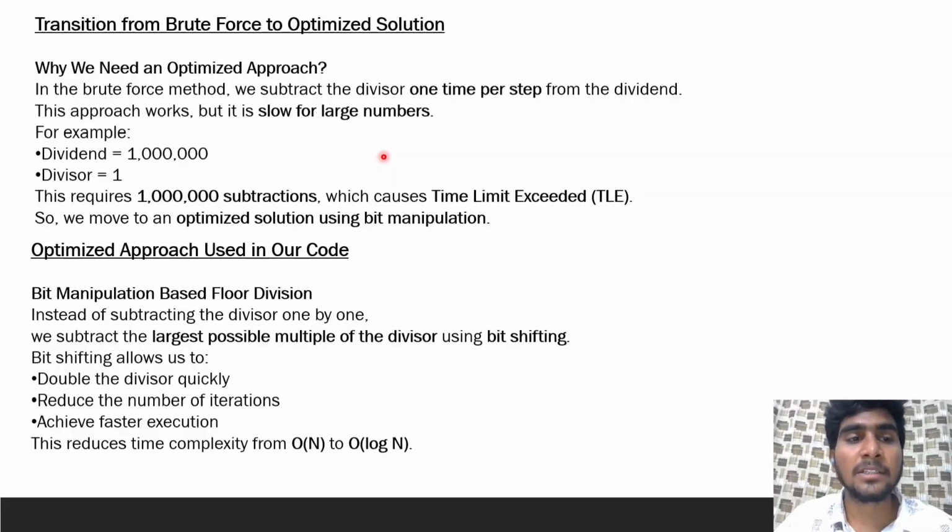Let us take a dividend greater than 10 power 8. Then it will lead to TLE, time limit exceeded. So we move to an optimized solution using bit manipulation.